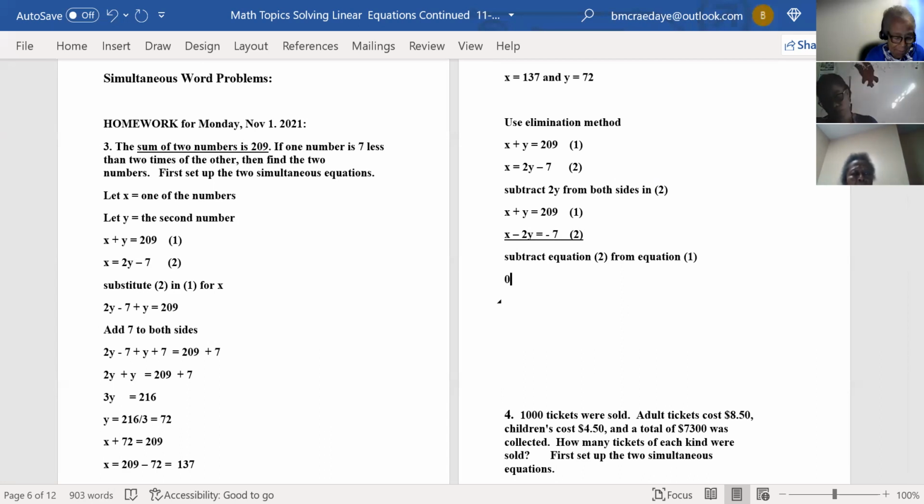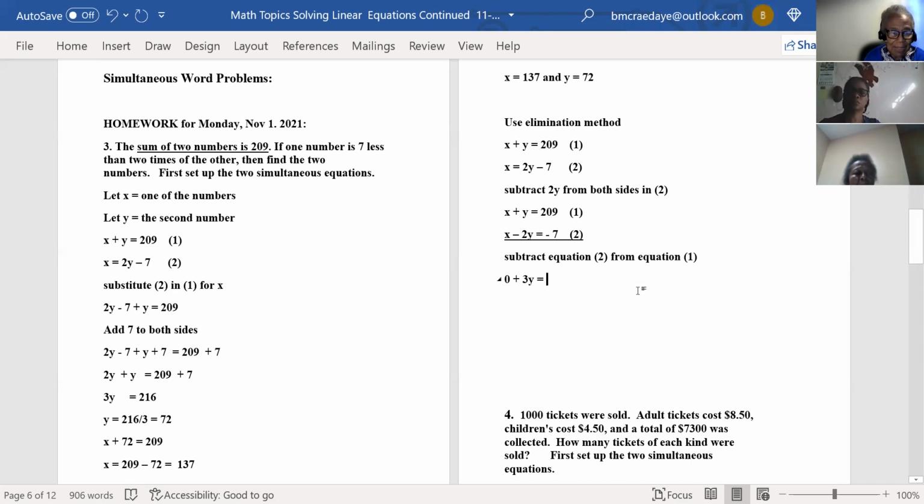Minus minus is a plus, right? So that's going to give you a plus 3y. Y minus a minus 2y becomes a plus 3y. What's 209 minus a minus 7? What's that equal? 202? No, that's 209 minus a minus 7.